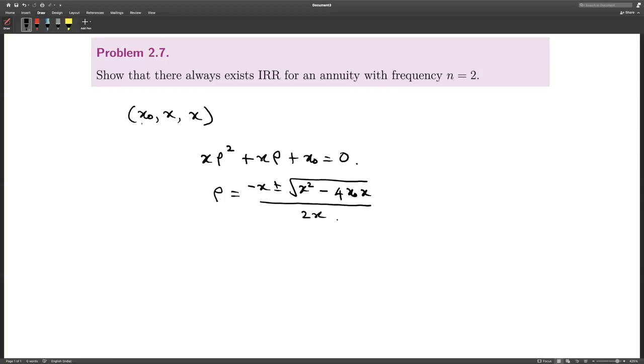In an annuity, x naught and x are of opposite sign, right? Therefore x naught times x is less than 0, and hence the term under the root becomes a sum, which is positive. That always makes this square root term positive, and hence this rho is a real number. That is how the IRR exists always.